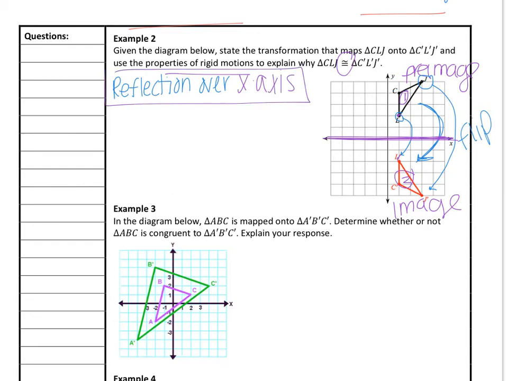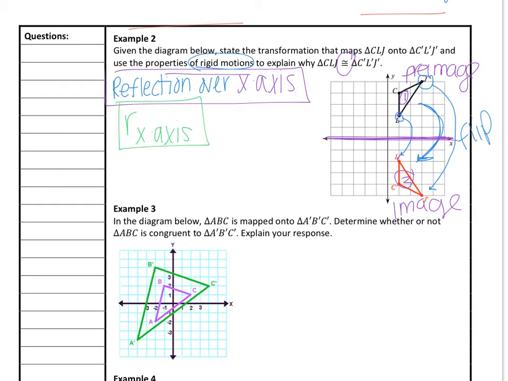Another way that you could say this would be by using the notation, lowercase r, x-axis. Again, either option is acceptable. Then it says use the properties of rigid motions to explain why the triangles are congruent.